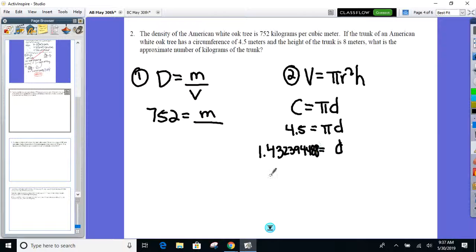Cut it in half. So you're going to get the volume equal to pi times the radius, another long decimal, which I'm not rounding, all squared. And what was the height? 8. And then I'll let you guys finish the problem from here. Find the volume, plug it back in, and find your mass.